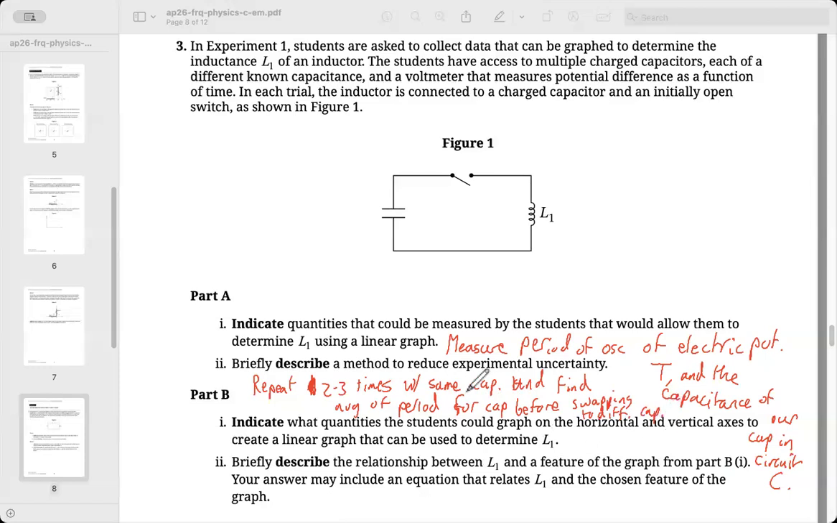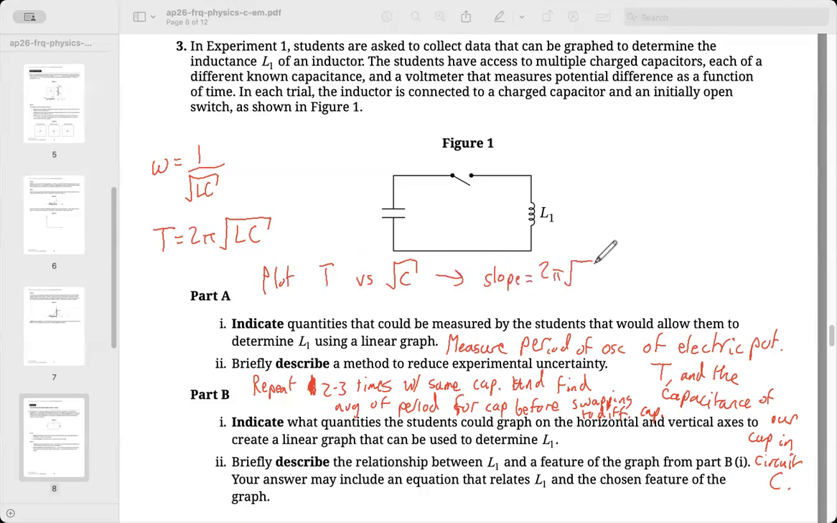Okay. Indicate, part B is going to be not too bad because we know from our equation sheet that this is true. So then we know that T must equal 2 pi square root of LC because it's 2 pi over omega. So that means we can plot the period versus root C, and therefore the slope is going to equal 2 pi root L. So therefore, L will equal the slope over 2 pi squared. There we go.